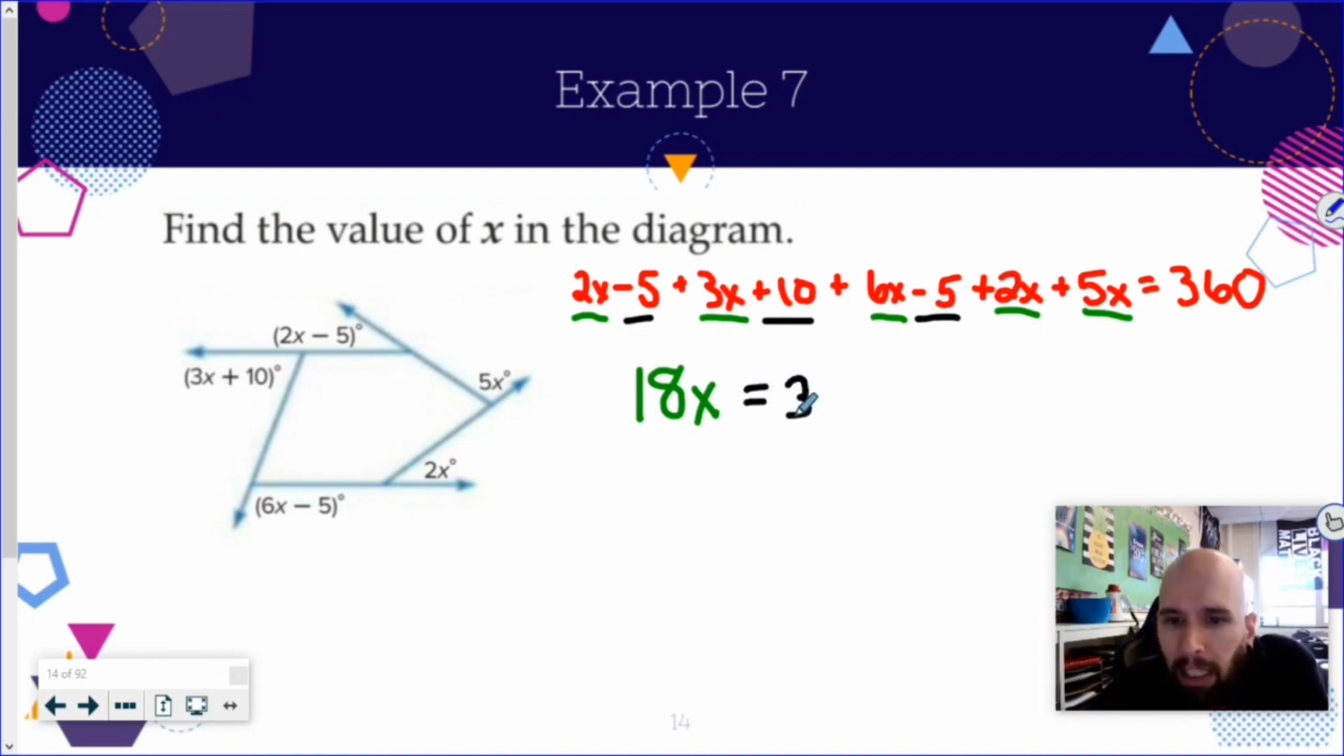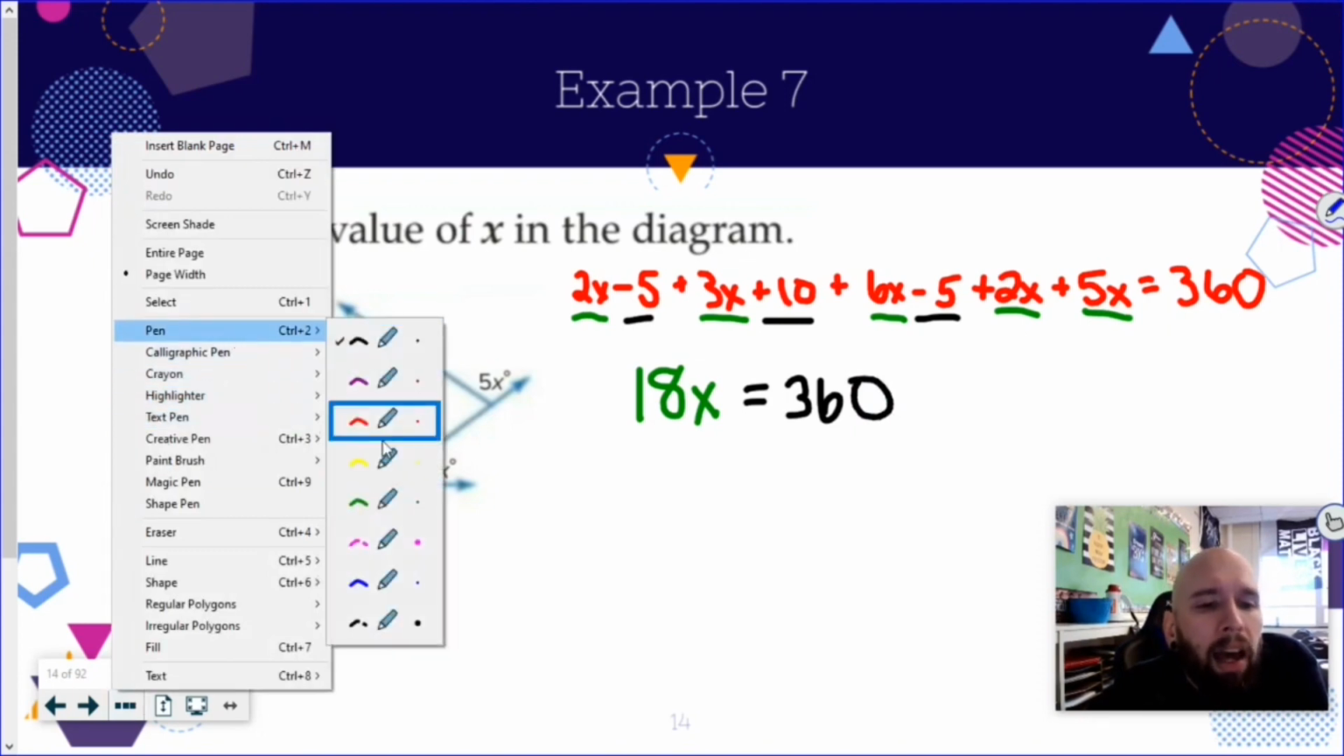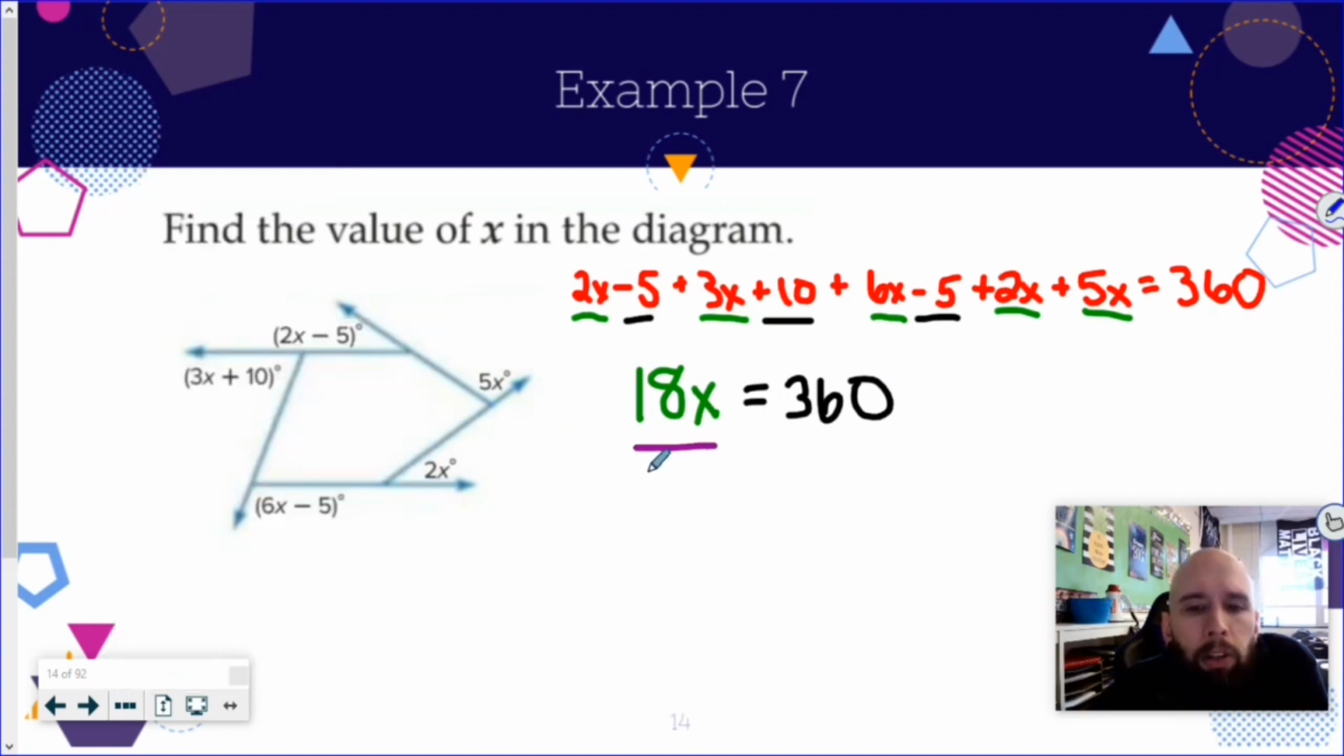Oh, isn't life just easy? And 18, what a super convenient number. Because what I do now is I divide both sides by that 18, and 360 divided by 18 is a perfect 20. All I have to do here is find x. That's it. So technically I'm done the problem.